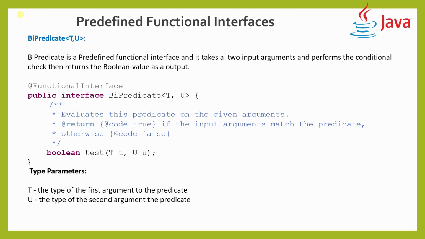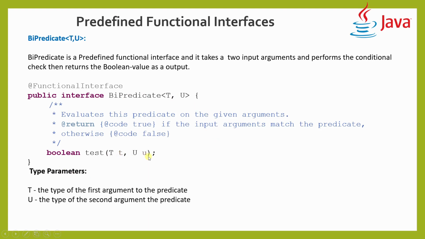As we know, Predicate is a predefined interface. It takes a single value, does the conditional check and returns a boolean value. Here it takes two input parameters, T and U. T is the first argument and U is the second argument. The BiPredicate syntax is a functional interface having the abstract method test.